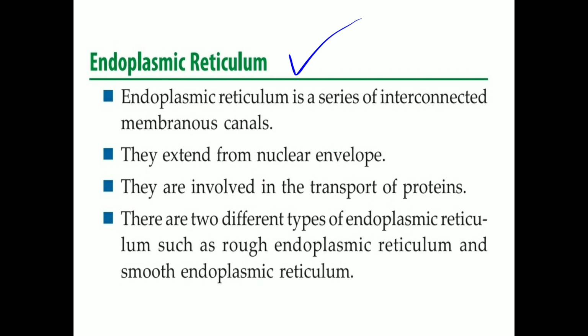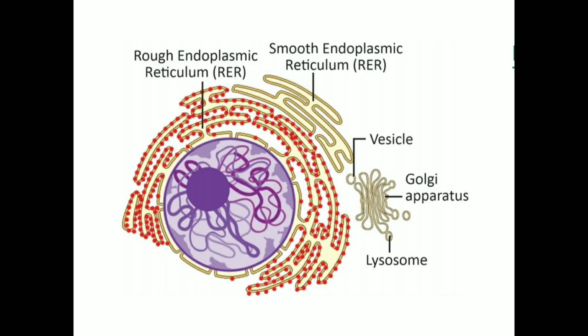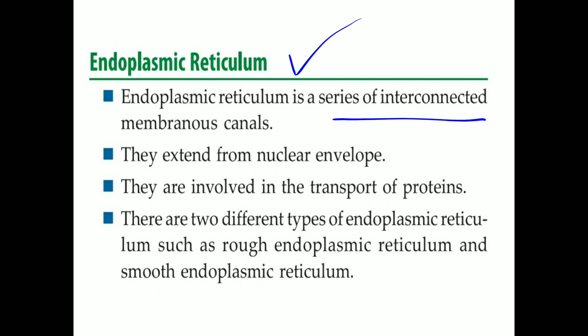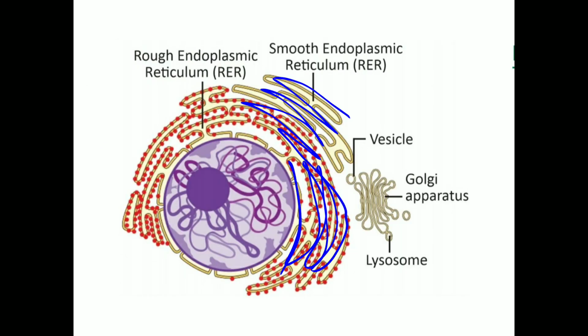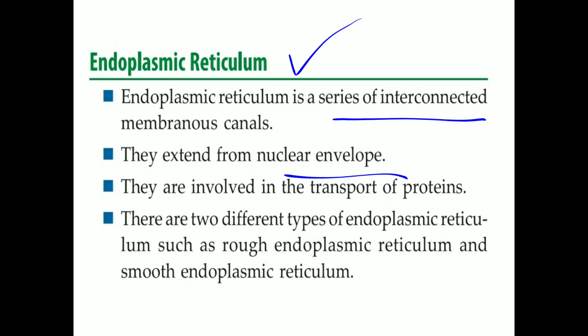And next is endoplasmic reticulum. Endoplasmic reticulum is a series of interconnected membranous canals. You can see that they are interconnected membranous canals, and they extend from the nuclear envelope. They are the continuation of the nuclear envelope, extending as endoplasmic reticulum. They are involved in the transport of proteins.